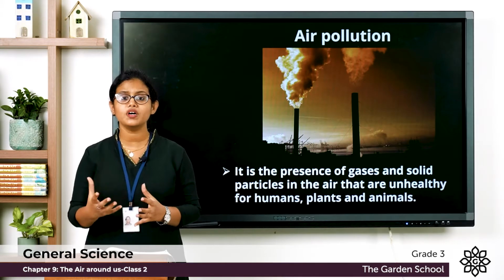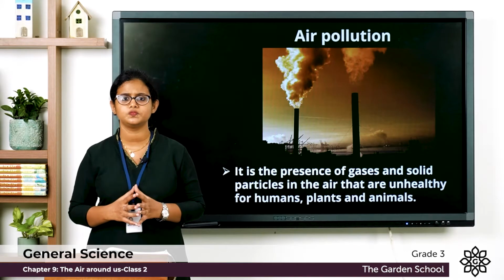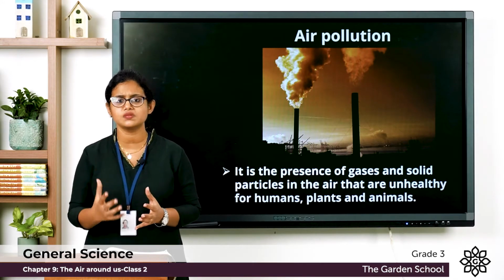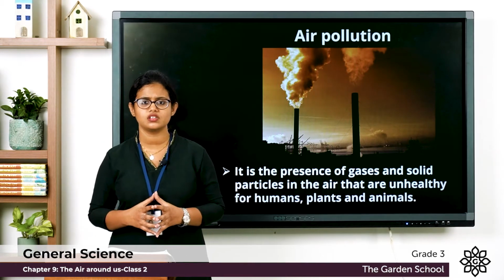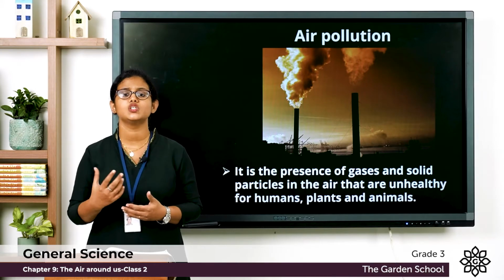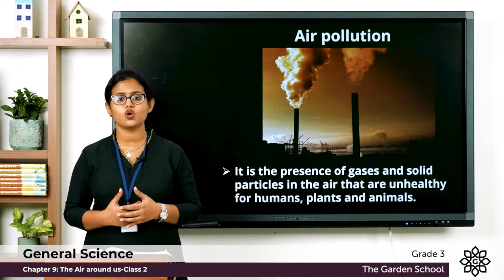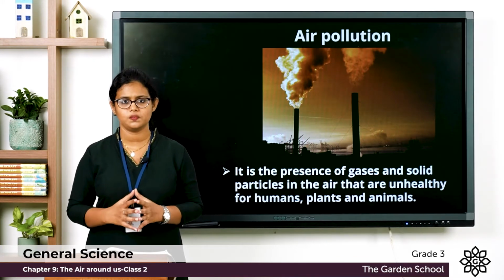And when we burn things like paper, cloth, plastic, we are polluting the air. The air is being polluted. Even it causes many health problems to human beings also. It makes us sick. It also causes damage to our lungs and skin.